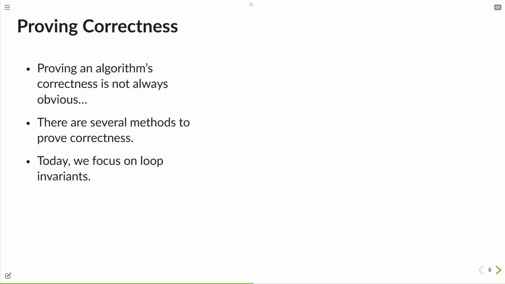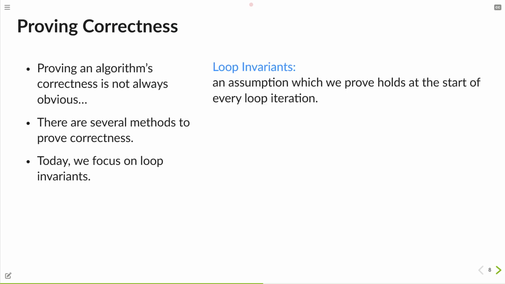Loop invariant proofs are used to prove the correctness of algorithms that include a loop, in particular incremental algorithms. A loop invariant is simply a statement or assumption for which we prove that it holds at the start of every iteration of the loop. I already mentioned at the very beginning with insertion sort, essentially our loop invariant is that the numbers that we've seen so far are already sorted. We will have to do this a bit more formally, but that's our loop invariant, for which we then want to prove that it holds all the time.